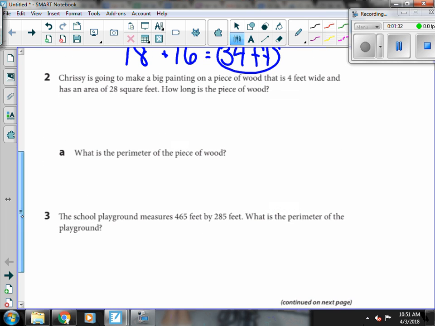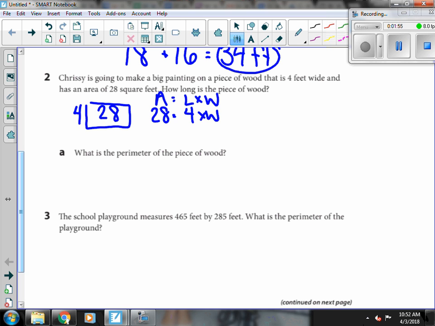Number 2. Chrissy is going to make a big painting on a piece of wood that is 4 feet wide and has an area of 28 square feet. How long is the piece of wood? So again, I know area is length times width. So I know that 4 times something needs to get me to 28, or 28 divided by 4 gives me the length, and that would be 7. Because 4 times 7 is 28.